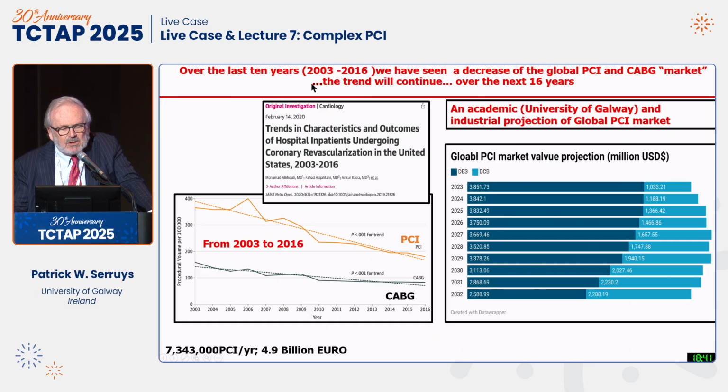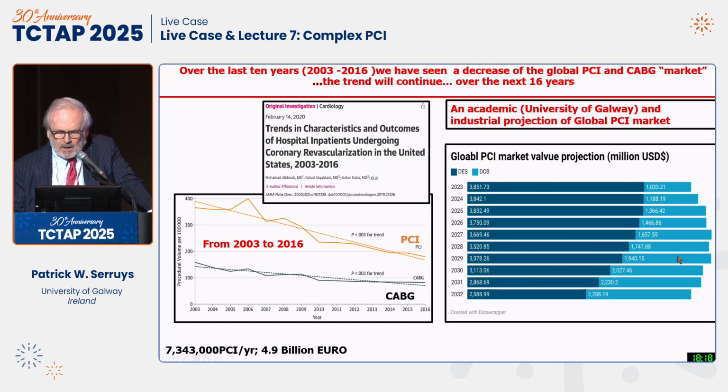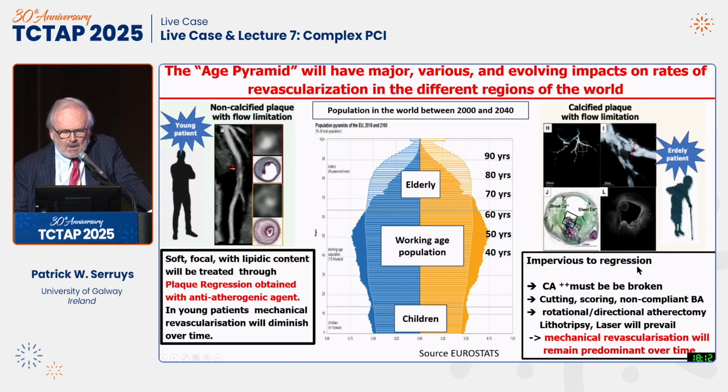Now, over the last 10 years, we have seen a decrease in the global PCI and CABG market, and the trend will continue over the next 16 years. This is an academic and industrial projection of global PCI market. You could see from 2029, there will be a decrease of PCI, and you will see a relative increase in DCB.